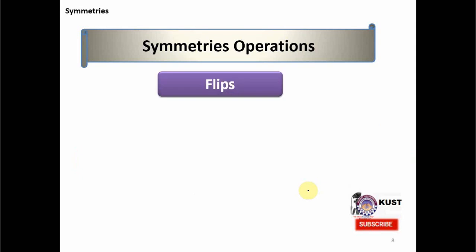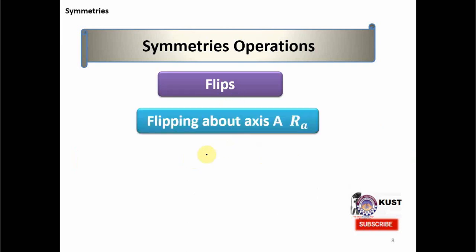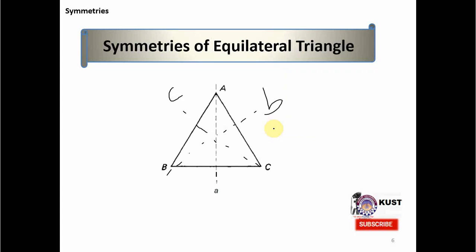Okay, then there are other symmetry operations involved in here as well. For example, flips, for which we constructed these lines through the vertices, and the first of them is flipping about axis A. If we flip it around axis A, it will not change the equilateral triangle. For example, you can look at over here.